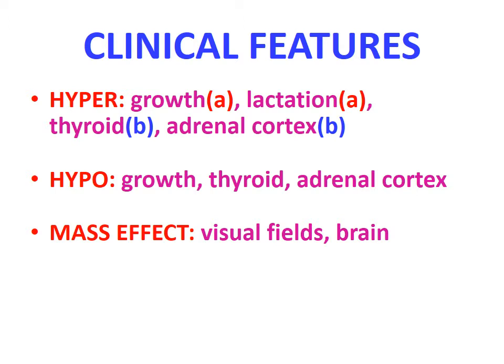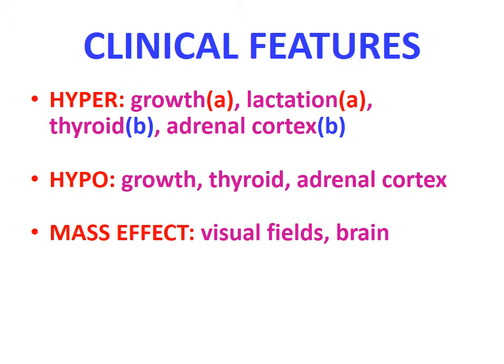Clinical features: if it's a functioning adenoma that is hyperfunctioning and producing excess hormones like growth hormone, that is usually due to an acidophil pituitary adenoma. Acidophils are proliferating. And lactational changes like galactorrhea are due to a prolactin adenoma, and that is also due to acidophil cells, like an acidophil adenoma.